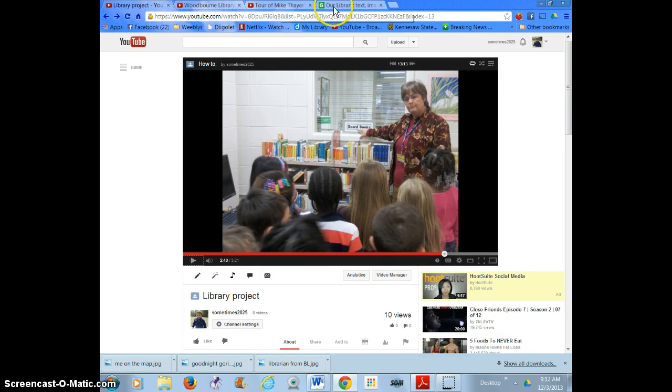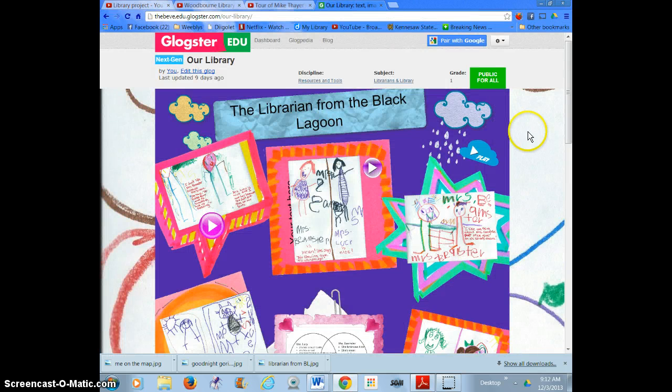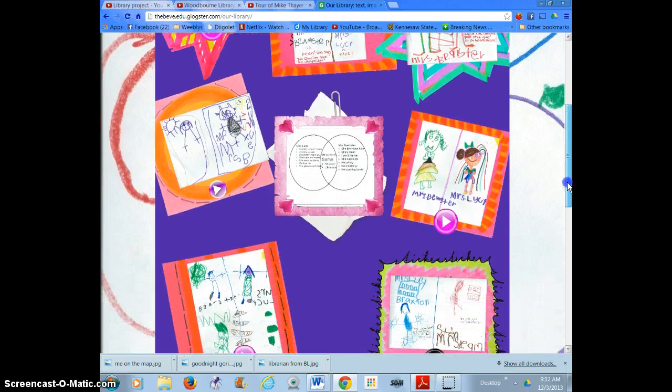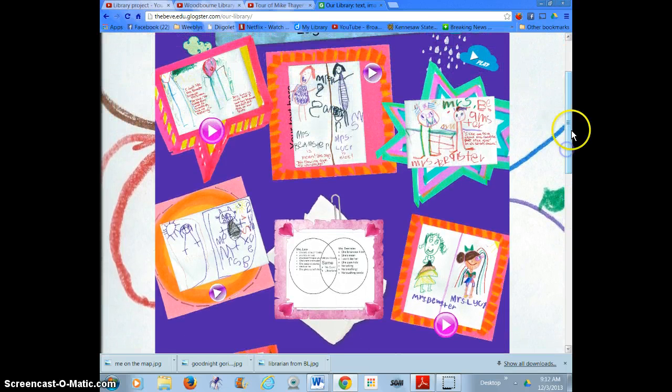Additionally, we went on to create a glogster, and the students really enjoyed this, and I wish I had done several to include the entire class, because we put it up on the smart board, and each student was able to come up and touch their own audio clip and have the students listen to what they had to say about their comparisons of Miss Beamster to Miss Lucy, our real school librarian.